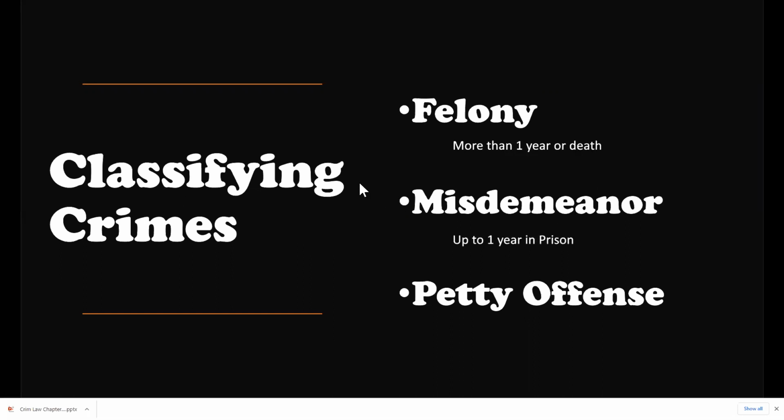And a misdemeanor is a crime where you can only do up to a year in prison. So if the crime calls for 1 year and a day, it's a felony. If it calls for 1 year or less, then it's a misdemeanor. And then we have petty offenses, which are minor offenses like traffic offenses, where there's no jail time at all. These are the three major classifications that we have for crimes.